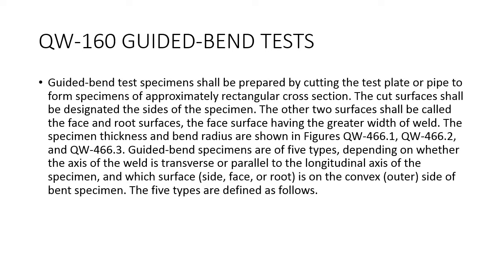Guided bend specimens are of 5 types depending on whether the axis of the weld is transverse or parallel to the longitudinal axis of the specimen, and which surface, side, face, or root, is on the convex outer side of the bent specimen. The 5 types are defined as follows.